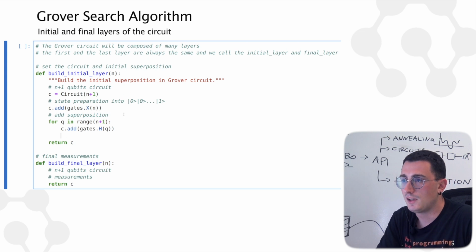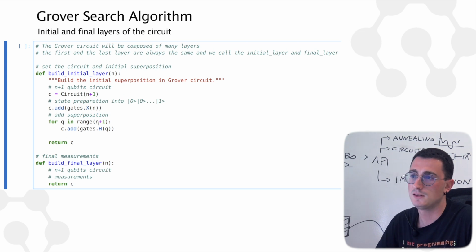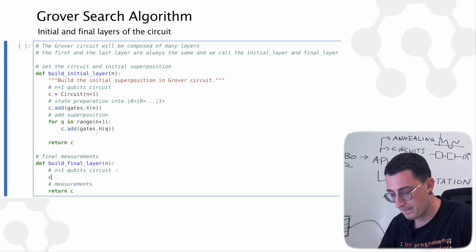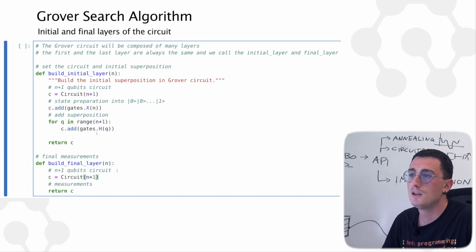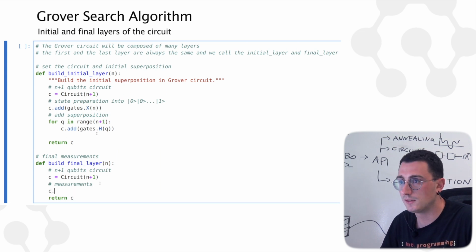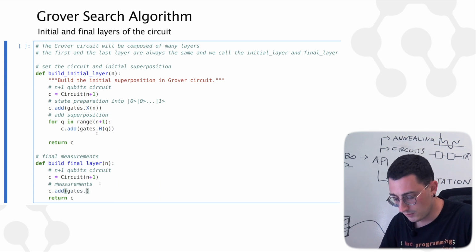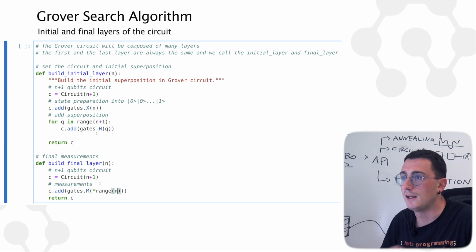The final layer of the circuit will be a bit different from the one of the Deutsch-Jozsa algorithm, because here we just need the measurement gates. So we initialize a circuit, C equal to circuit of n plus 1 qubits. I'm calling the circuit C because I'm returning C. If you want to change the name of the variable, you are free to do whatever you want. And then we just add c.add gates.M star range n, because we are interested in measuring just the input register.